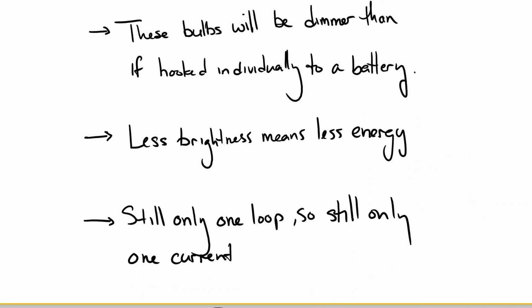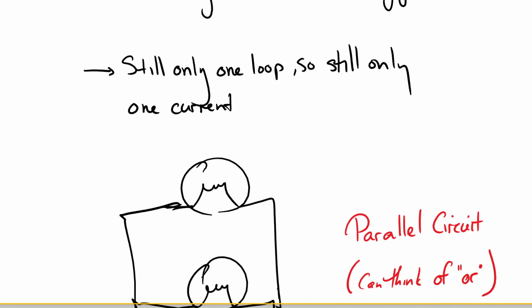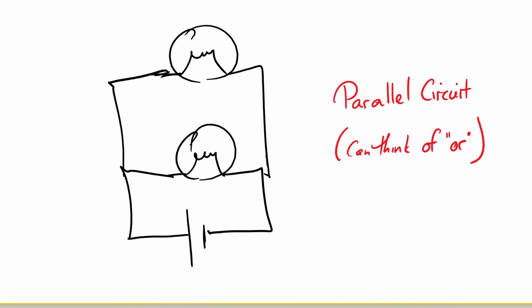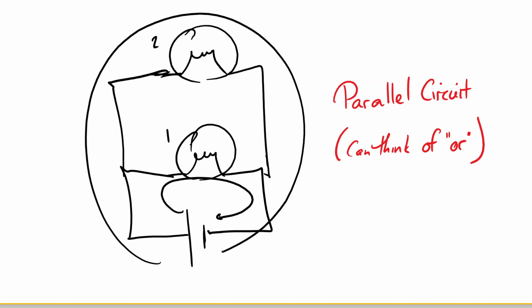Now, there's one other way we can complicate circuits, and that's to make a parallel circuit. So these 2 bulbs, I'm going to say, are in parallel because I can go through bulb 1 and make a complete loop around this circuit, or I can go through bulb 2 and make a complete loop around this circuit.